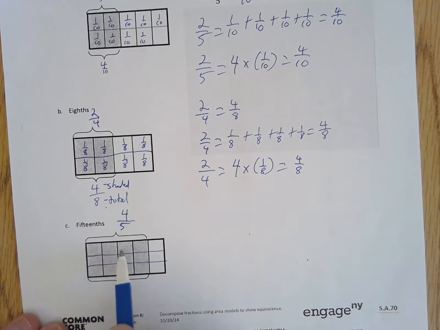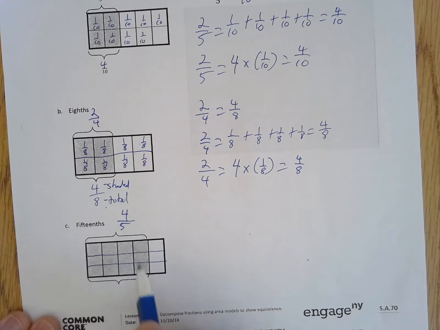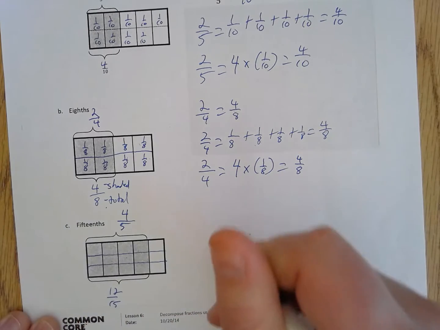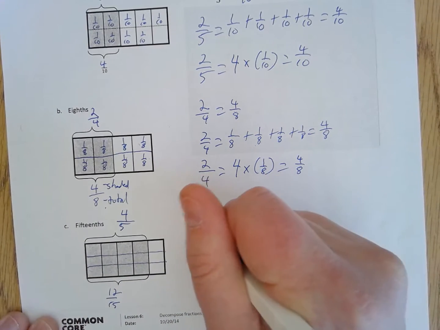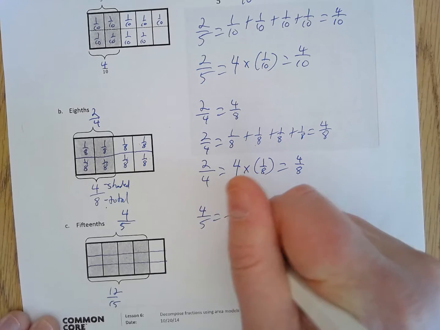So now we have 1, 2, 3, 4, 5, 6, 7, 8, 9, 10, 11, 12, 13, 14, 15. And if we want to add up however many are shaded, looks like we have 12/15. So our equivalent fraction is 4/5 equals 12/15.